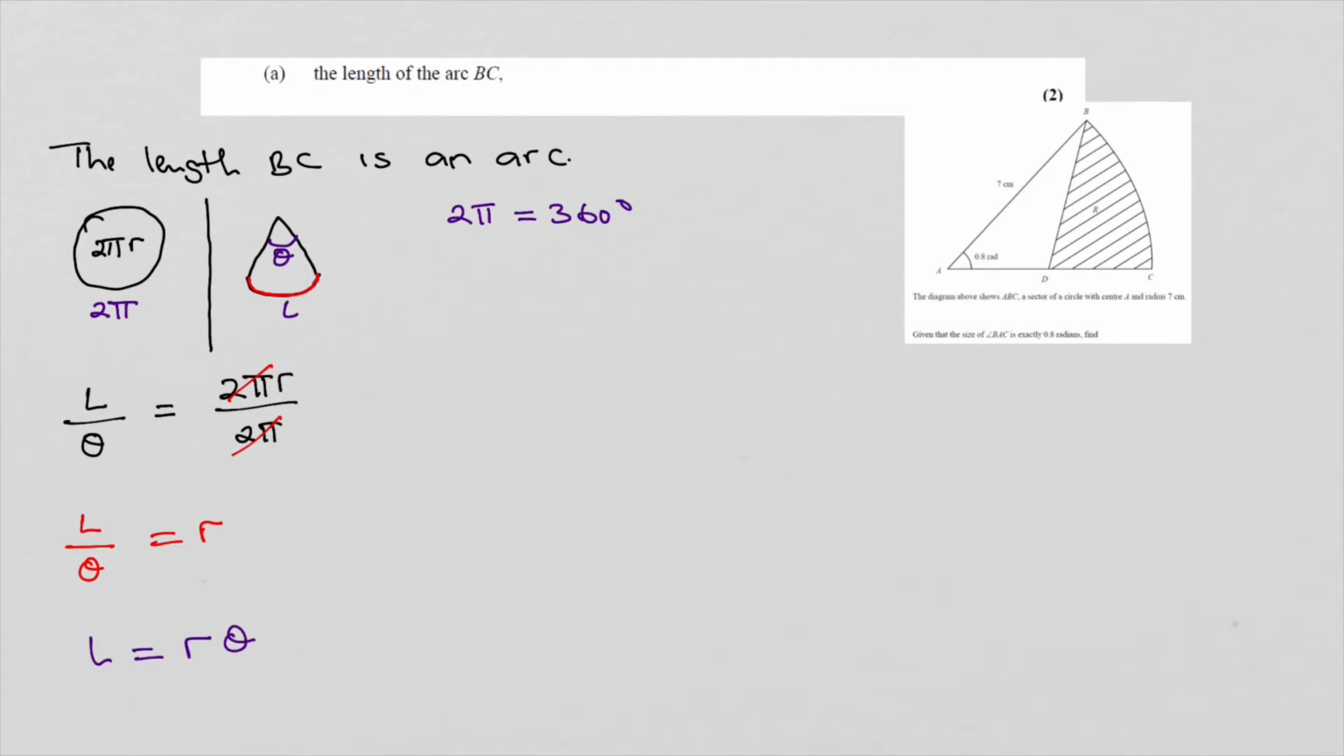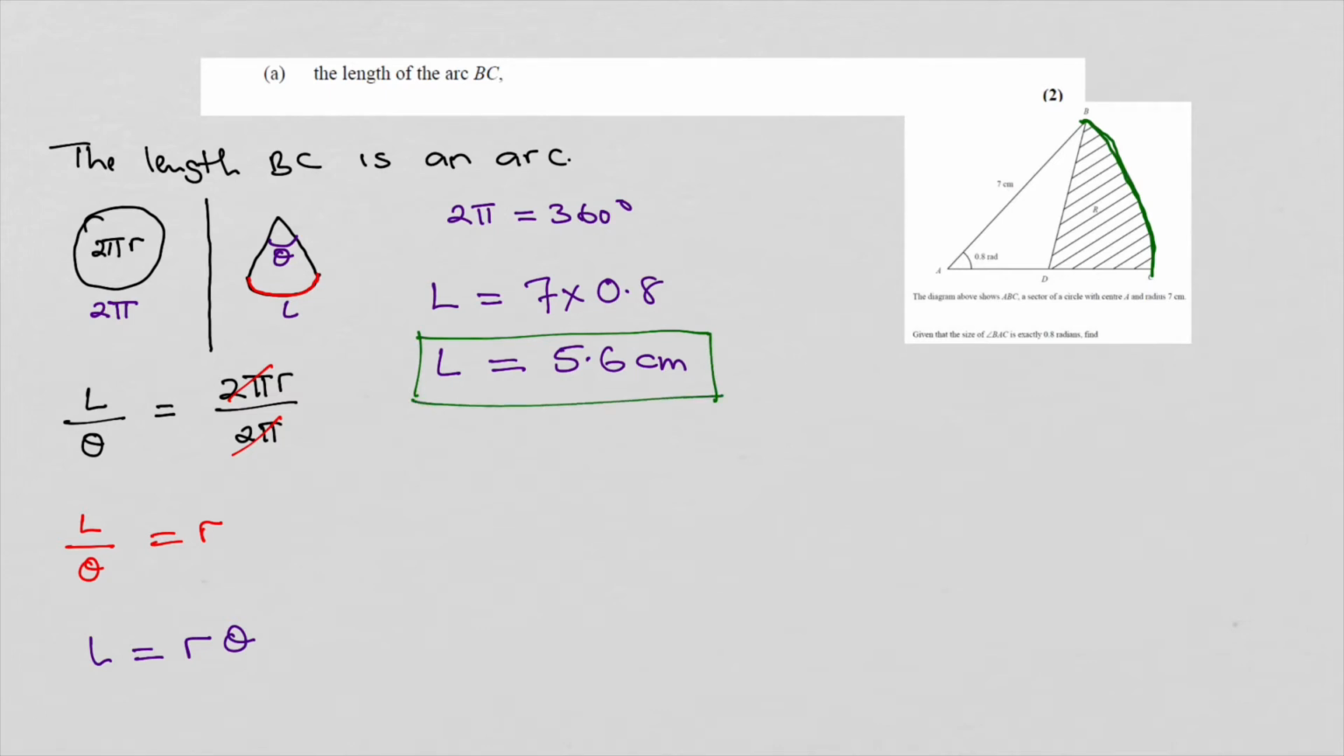Now to find the arc of a sector in radians, we know that r is 7 centimeters. So L is going to be 7 times 0.8. If you plug that into your calculator, you should get 5.6 centimeters. So the arc of the sector here, which is BC, is 5.6 centimeters.